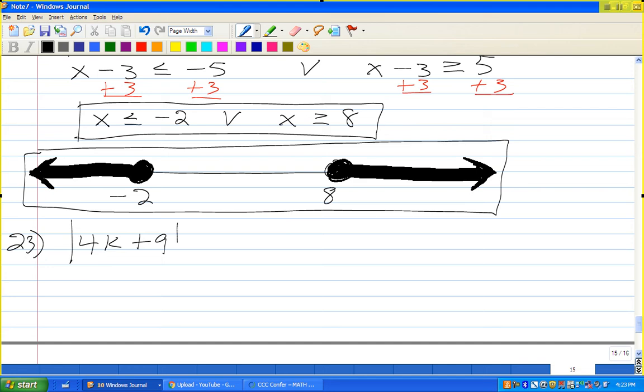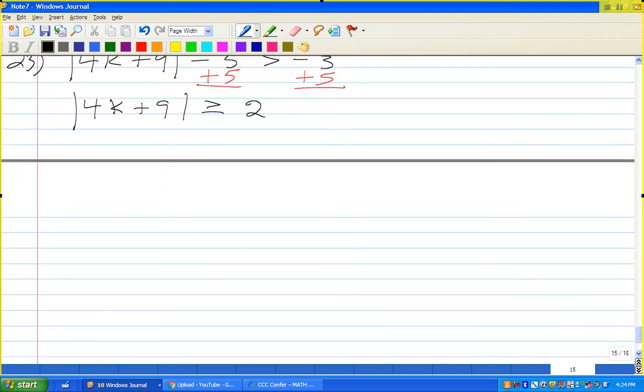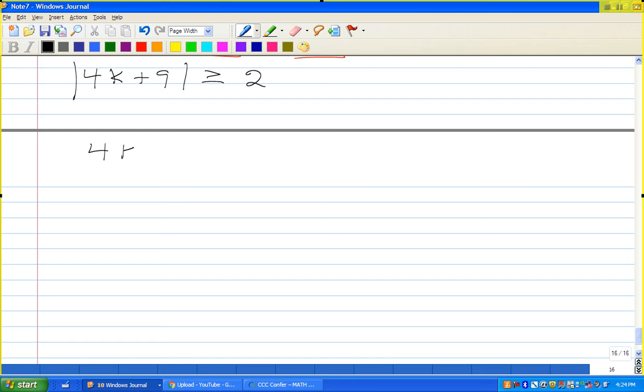4k plus 9 in absolute value minus 5 is greater than negative 3. So let me add 5 to both sides of my inequality. So 4k plus 9 in absolute value is greater than or equal to 2. Okay, so this says that 4k plus 9 is less than or equal to negative 2, or greater than or equal to positive 2.